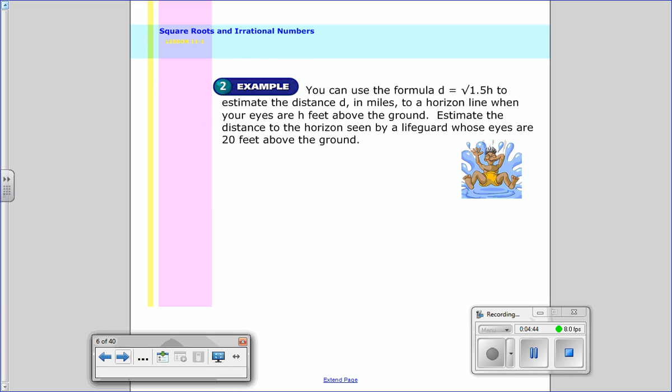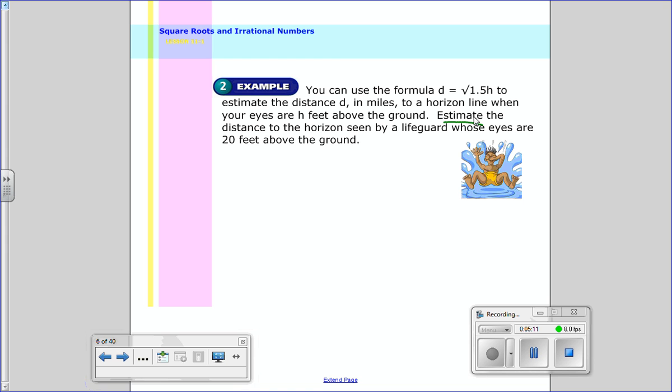Now we have this example. You can use a formula: d is equal to the square root of 1.5 times h to estimate the distance d in miles to a horizon line where your eyes are h feet above the ground. Estimate the distance to the horizon seen by a lifeguard whose eyes are 20 feet above the ground. Here they're making us do a little bit of work inside the square root, and they're also using the word estimate.